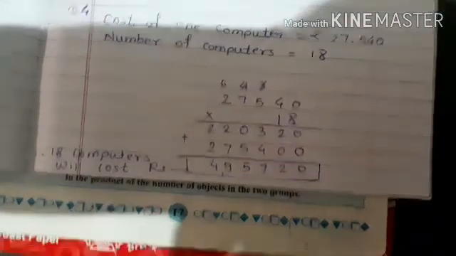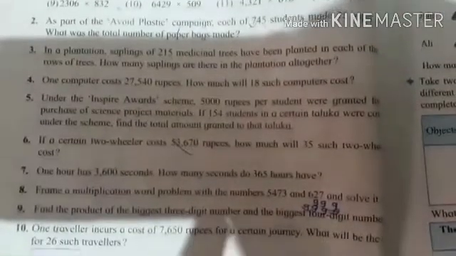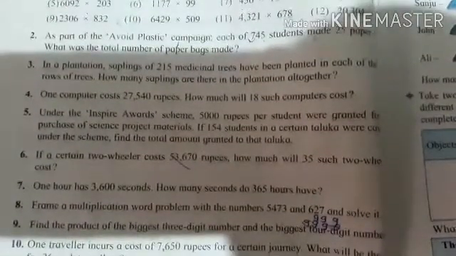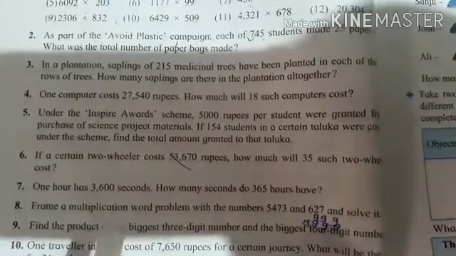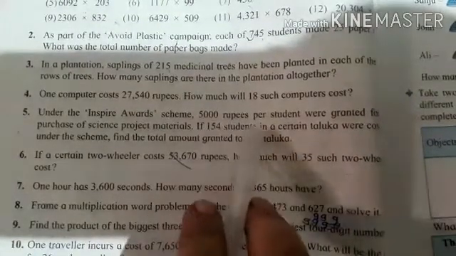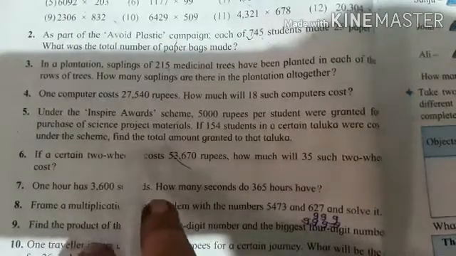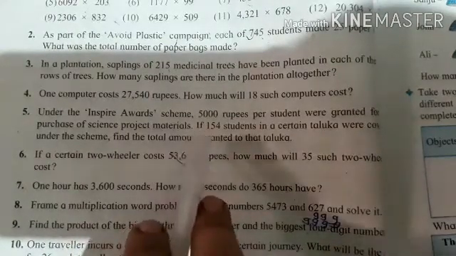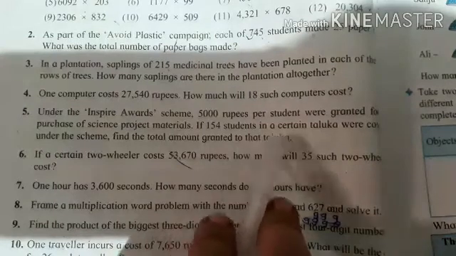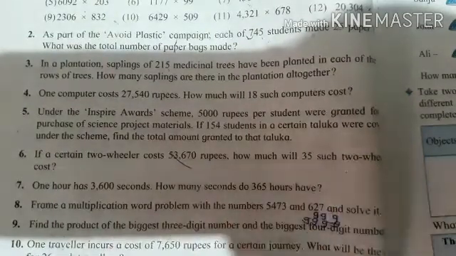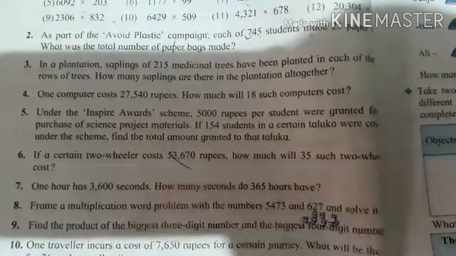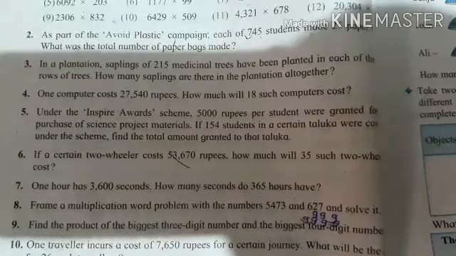Now let's see the fifth one. Under the Inspire Award scheme, 5,000 rupees per student were granted for purchase of science project material. If 154 students in a certain taluka were covered under the scheme, find the total amount granted to that taluka.